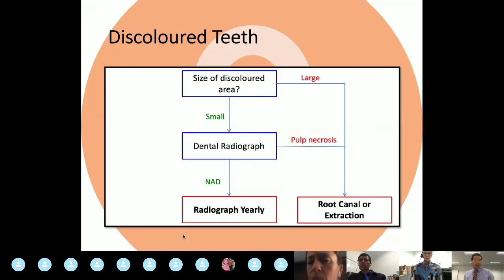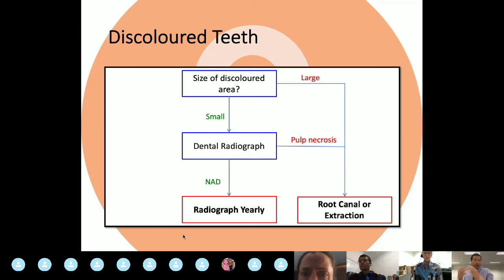And this is a little bit easier. Discolored teeth. If we have a discolored tooth, the size of the discolored area is key, and it typically starts at the very tip of the crown and works its way down towards the base of the crown. If it's just the very tip of the crown, I'm usually not too concerned. I recommend a dental radiograph, and if there's no evidence of periapical lucencies, then I will monitor that. I'll look at the state of the discoloration, and what we want to see is a really light pink discoloration.